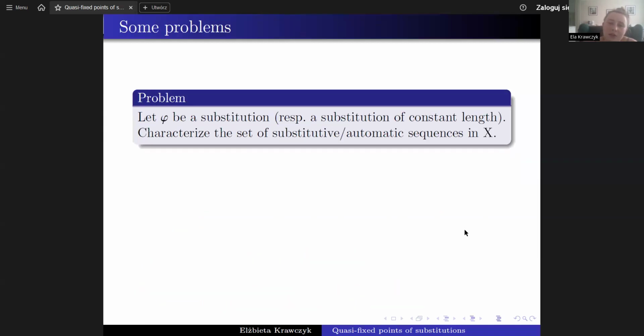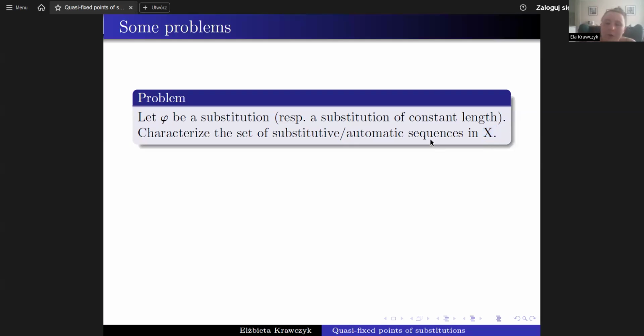Okay, so here is now a general problem. We saw a few examples when we tried to show that some sequences in orbit closures are substitutive or automatic. So here is a natural question. Let's start with some substitution, a substitution of constant length. Can we characterize the set of all substitutive and/or automatic sequences in my subshift X_phi? In general, one can also put a coding here and ask about that.